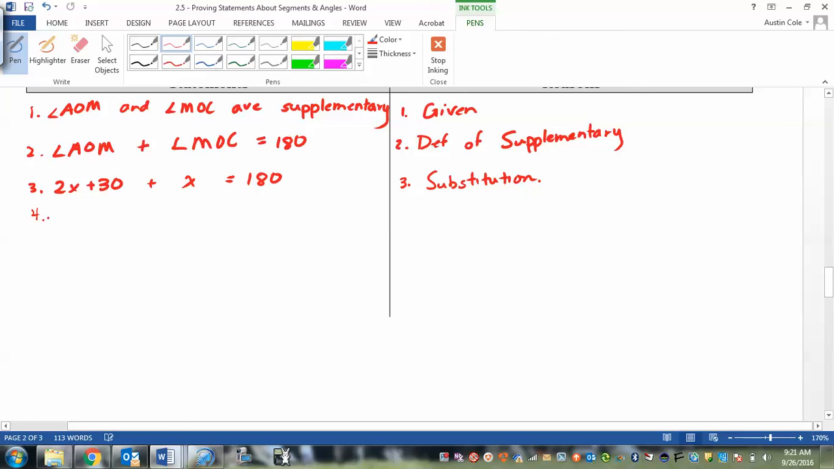Julissa, what should I do now? 2x and x, so I'm going to get 3x plus 30 equals 180. My reasoning there? Hey, Owen, do you know my reasoning for that step? Combine like terms. Yep, combine like terms.